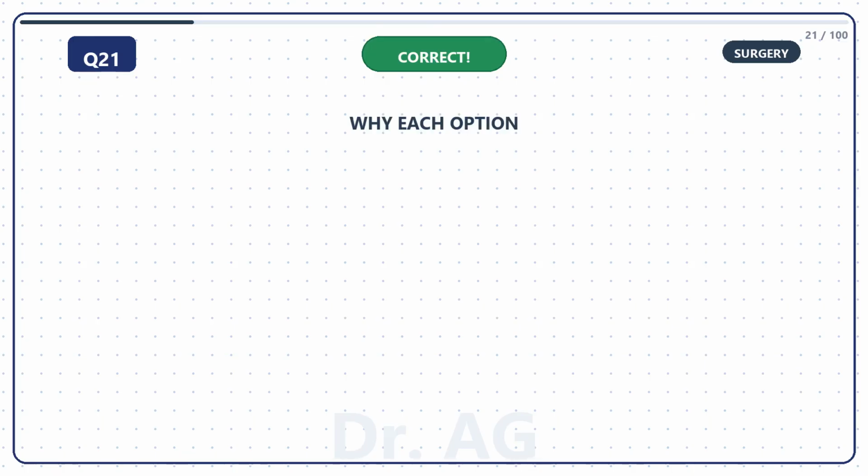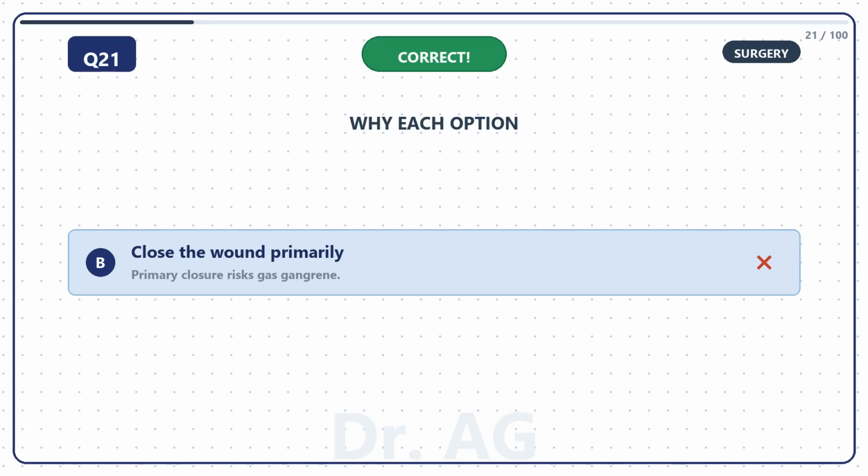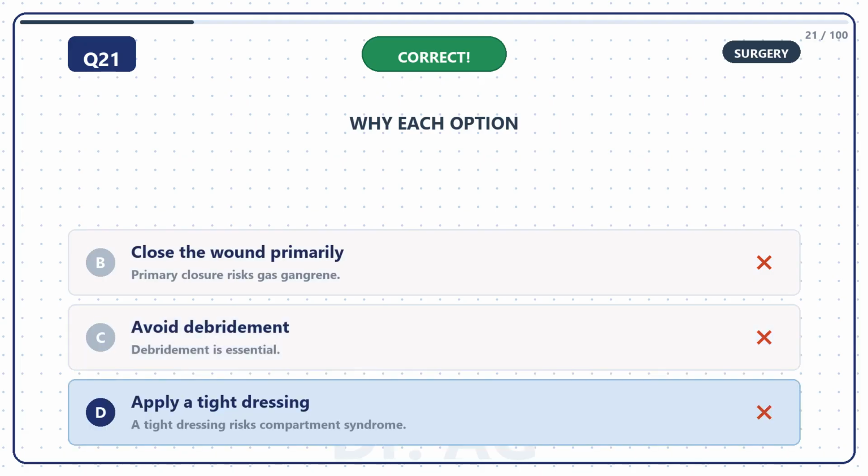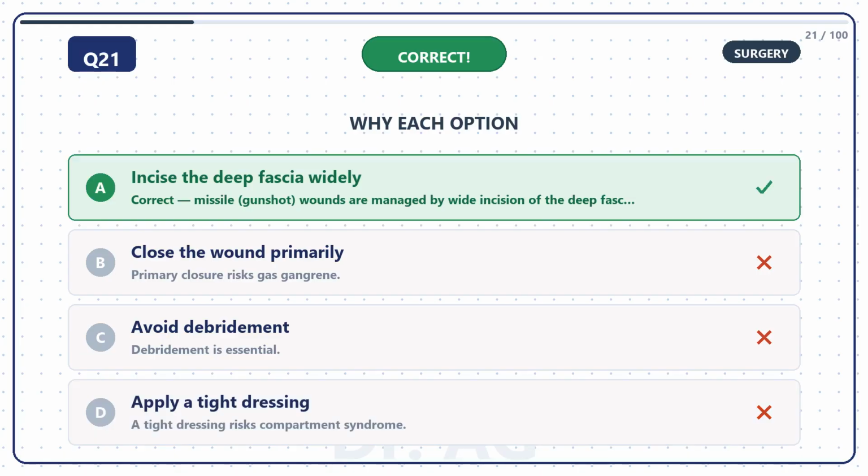Let's go through the options. Close the wound primarily. Primary closure risks gas gangrene. Avoid debridement. Debridement is essential. Apply a tight dressing. A tight dressing risks compartment syndrome. And the correct answer is incise the deep fascia widely. Correct. Missile, gunshot, wounds are managed by wide incision of the deep fascia and debridement, leaving the wound open. So, the right answer is option A. Incise the deep fascia widely.